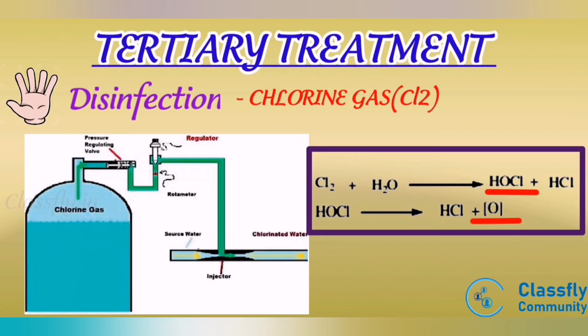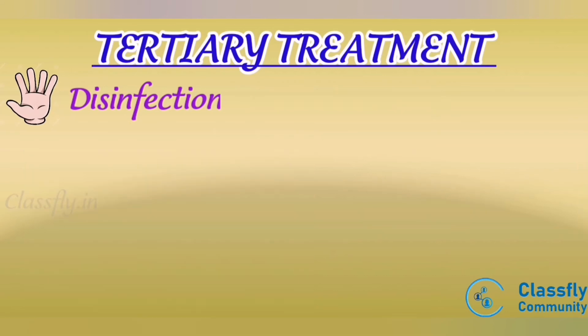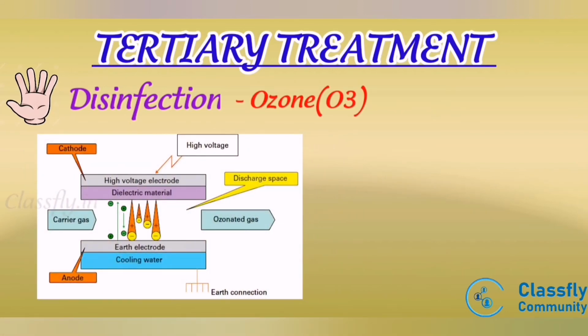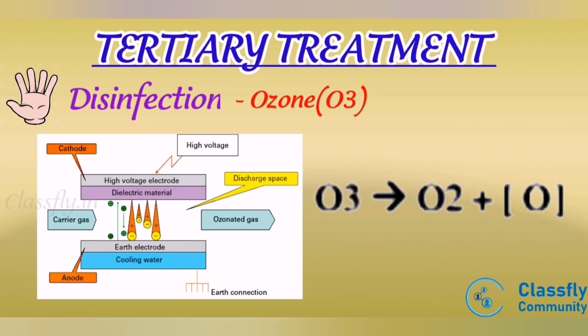Hypochlorous acid and nascent oxygen are powerful disinfectants, that is Cl2 + H2O gives HOCl + HCl. This hypochlorous acid, that is HOCl, decomposes to form HCl plus nascent oxygen. Disinfection by using ozone: with the usual dosage of 2 to 3 ppm for 10 to 15 minutes in a disinfection tank, it can produce nascent oxygen, which is a powerful disinfectant, that is O3, ozone, gives O2 plus nascent oxygen. This nascent oxygen kills the bacteria.